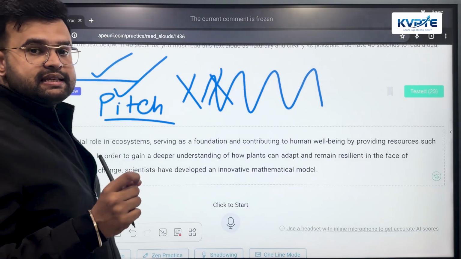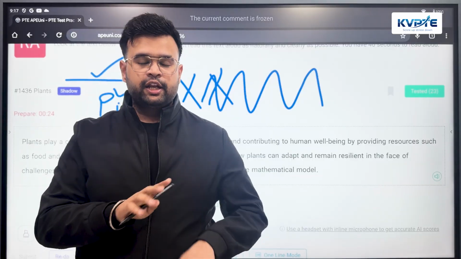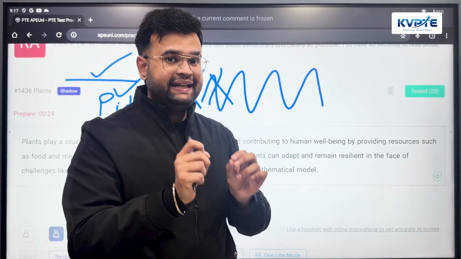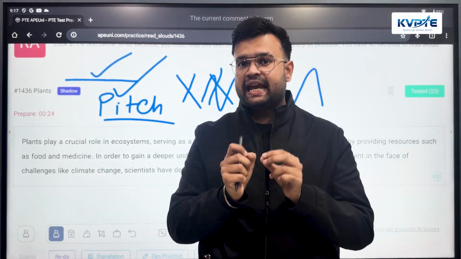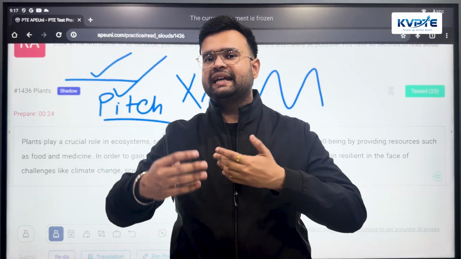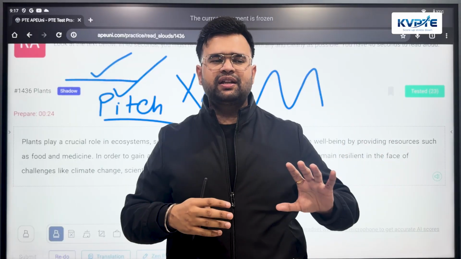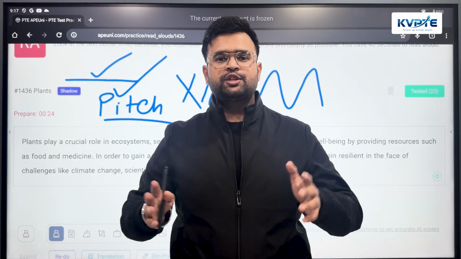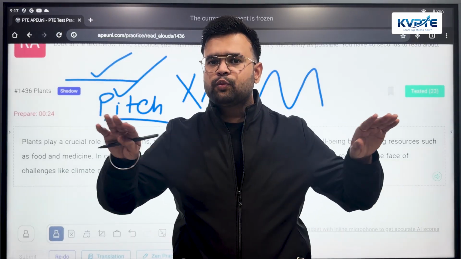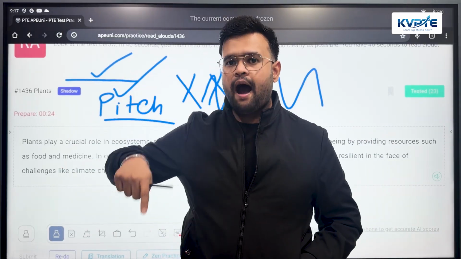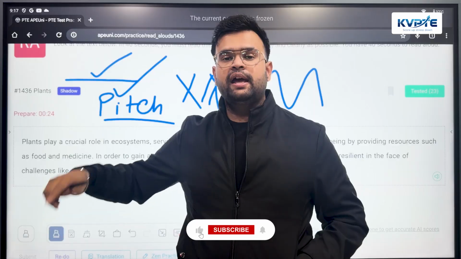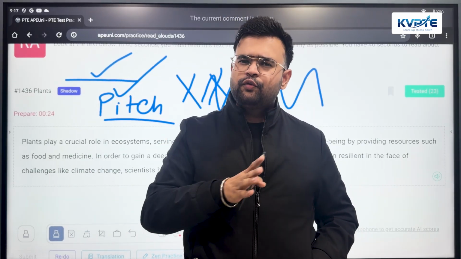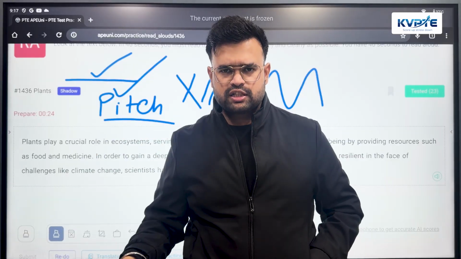So guys, this is how exactly you have to read. No need to worry about the speed and all the stuff. Basically, PTE is checking how good you are at English. It is not concerned with how fast you can speak English or how slow you can speak English. So you just have to be in a smooth flow. Don't go up and down, up and down, pitch, and you just have to speak moderately, neither too fast nor too slow.